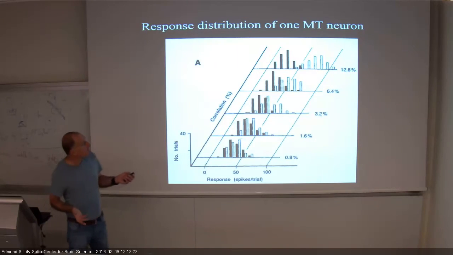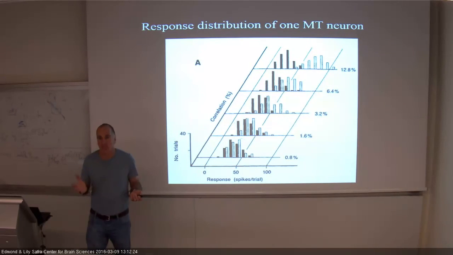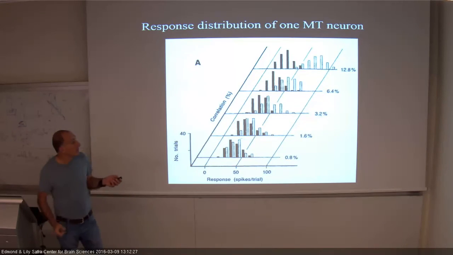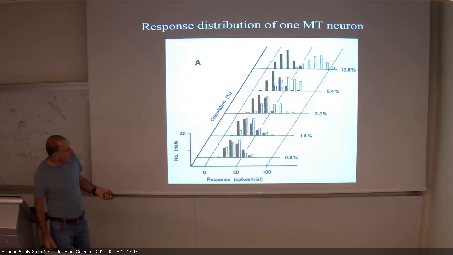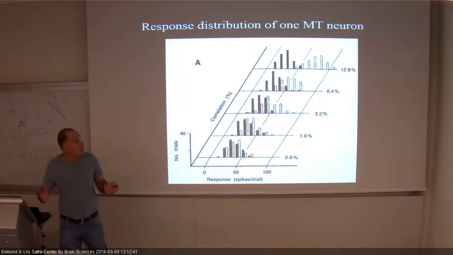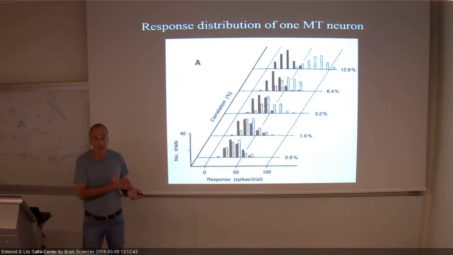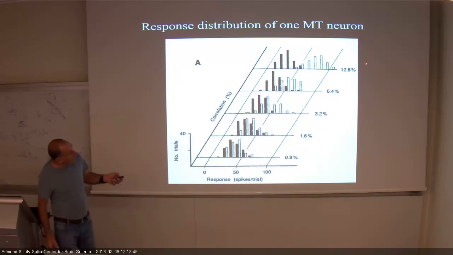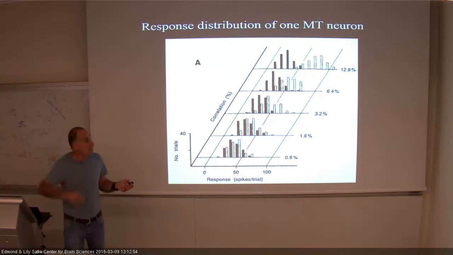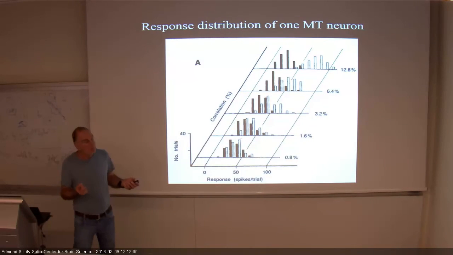Well, I told you that the neuron is direction selective, and by definition, if it's direction selective, it would fire more spikes. Okay, so let's look at what we have here. This is the response of a specific cell, and what you have here is a distribution. The white distribution is for motion in the preferred direction. The black distribution is for the null direction. And what you see here are different levels of coherence. You start from a relatively high coherence, so it's easy to say that the dots move in one direction versus the other. And here's the distribution of the firing rate on different trials.